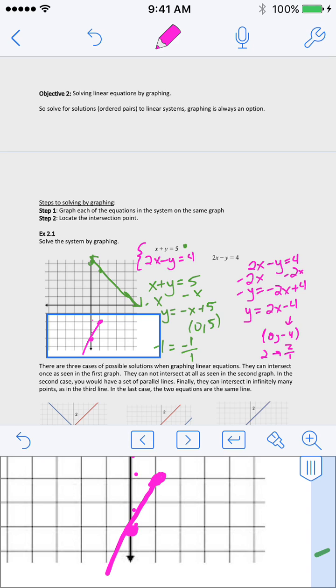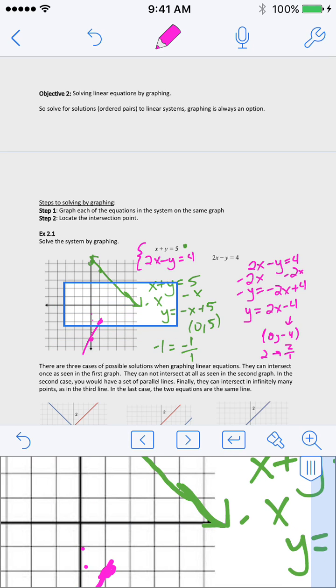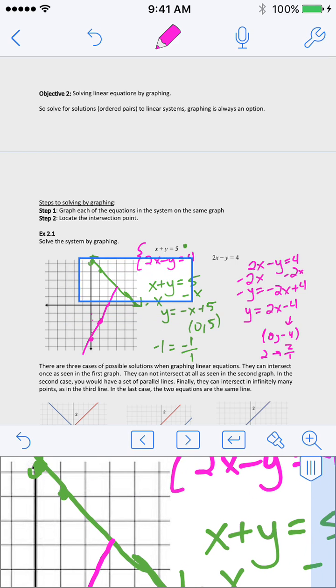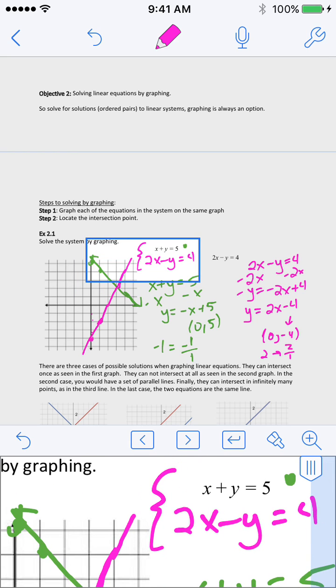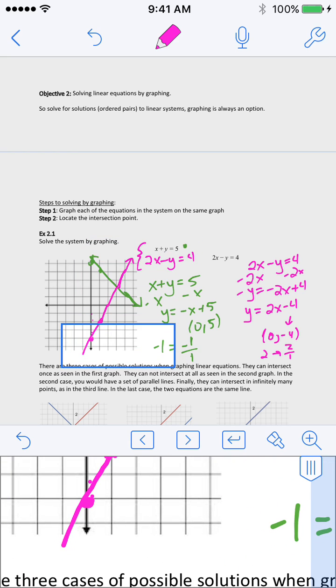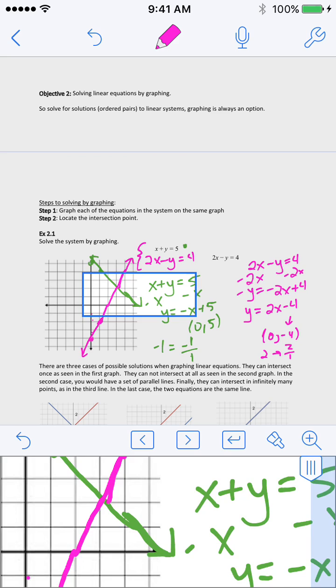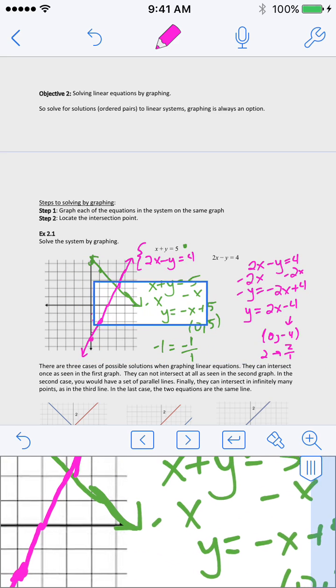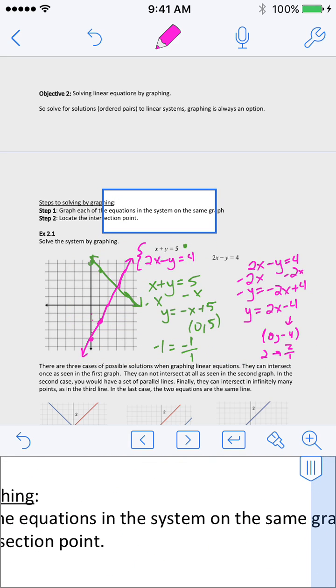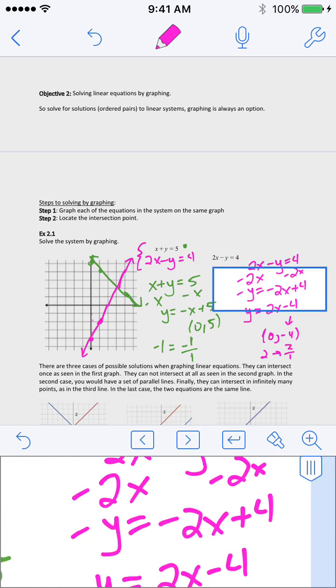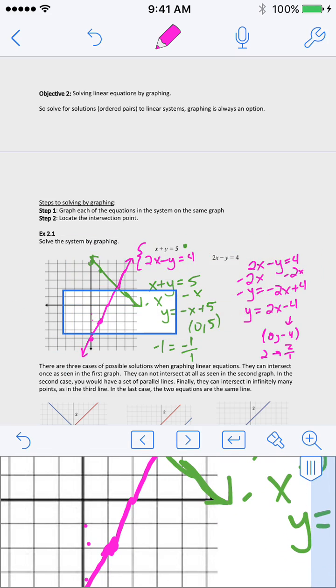Alright, now I'm going to try my hardest to draw the straightest line I can. Go 2 over 1, up 2 over 1, there we go. And there we are. There's that line, that pink line of y equals 2x minus 4. Alright, so I have graphed both of these lines onto the same graph.